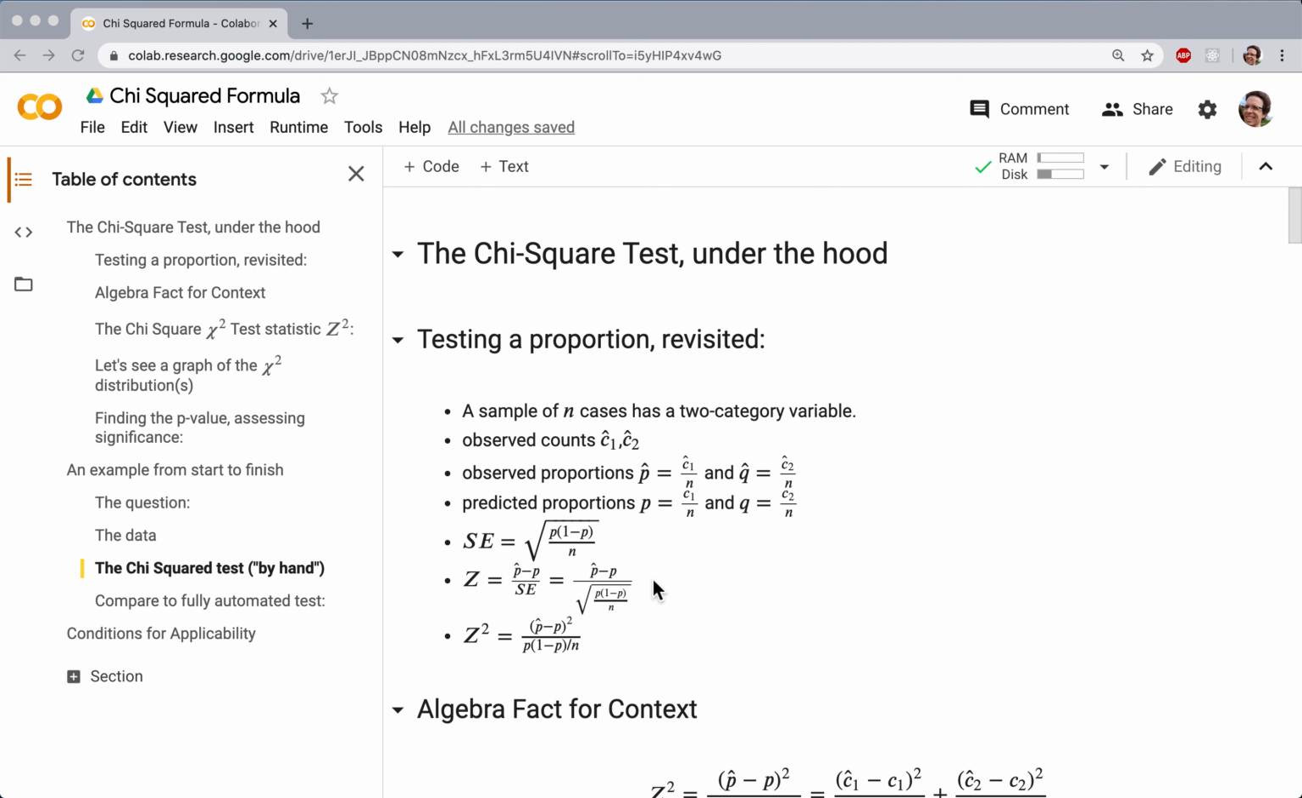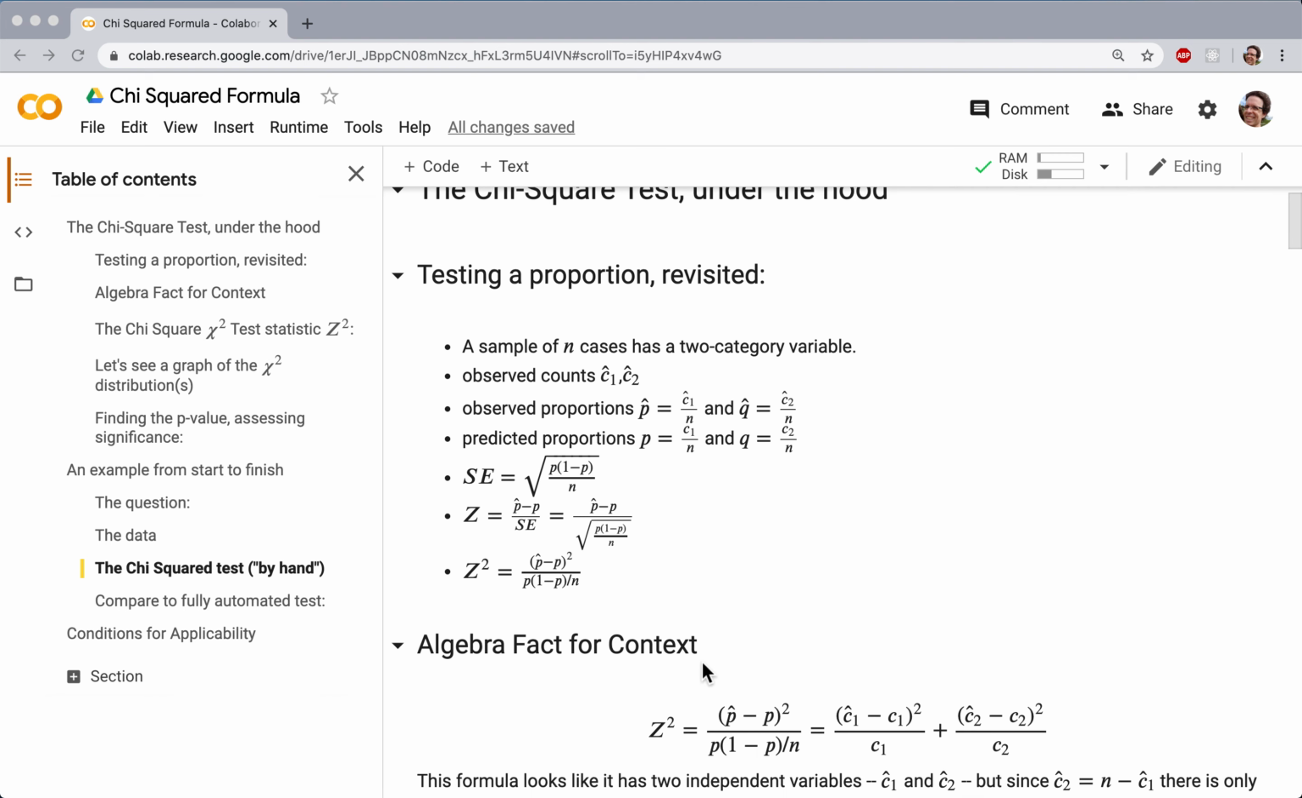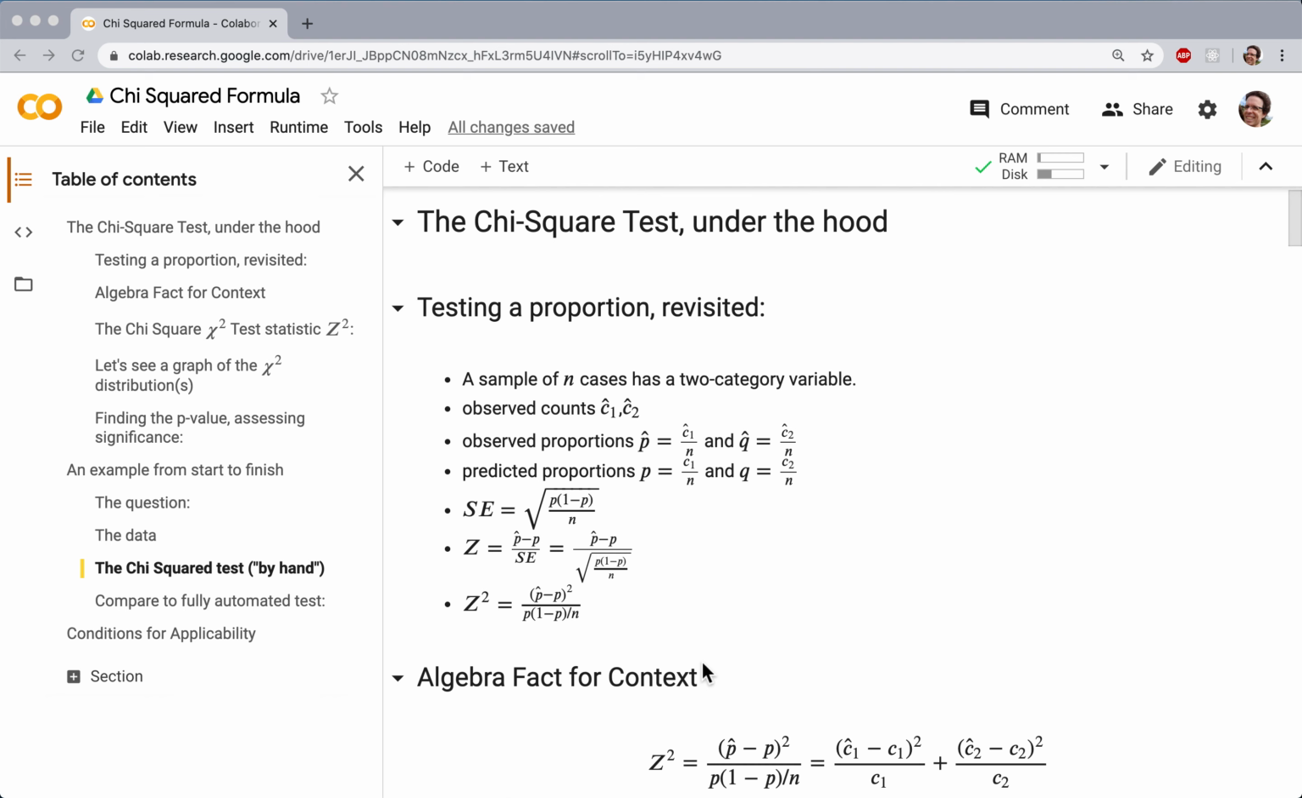Now, if we wanted to clear the square root, we could square both sides of this formula. That would give us a z squared here, a p hat minus p quantity squared here, and then the square root would go away in the bottom, and we would just get p times 1 minus p over n. Now, if we wanted to do some algebra with that, which I'm actually going to skip, but you can check this on your own, by plugging in the values c1 over n, c2 over n, c1 hat over n, c2 hat over n for p and p hat, and simplifying, we could convert this formula for z squared to this peculiar formula here. So this is an alternate formula for z squared.